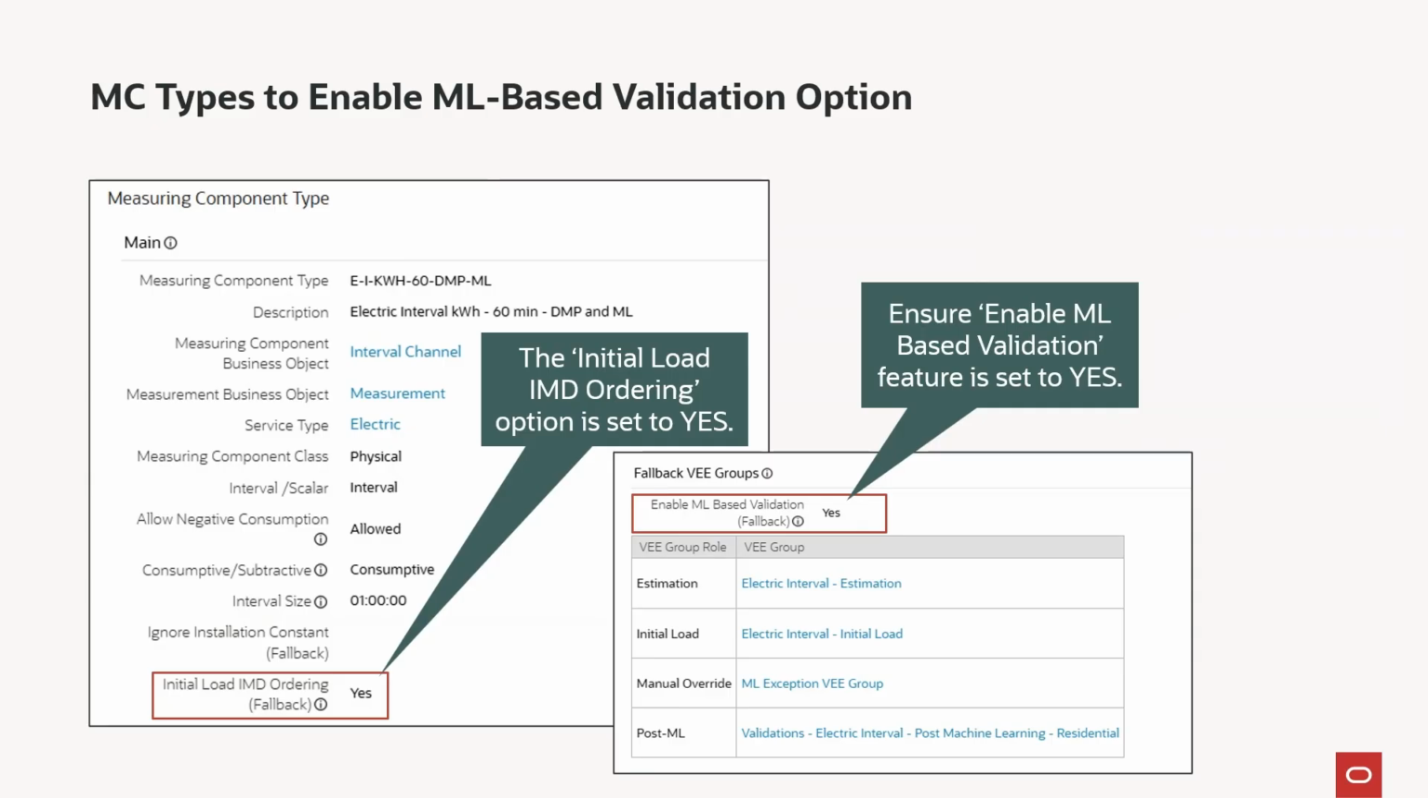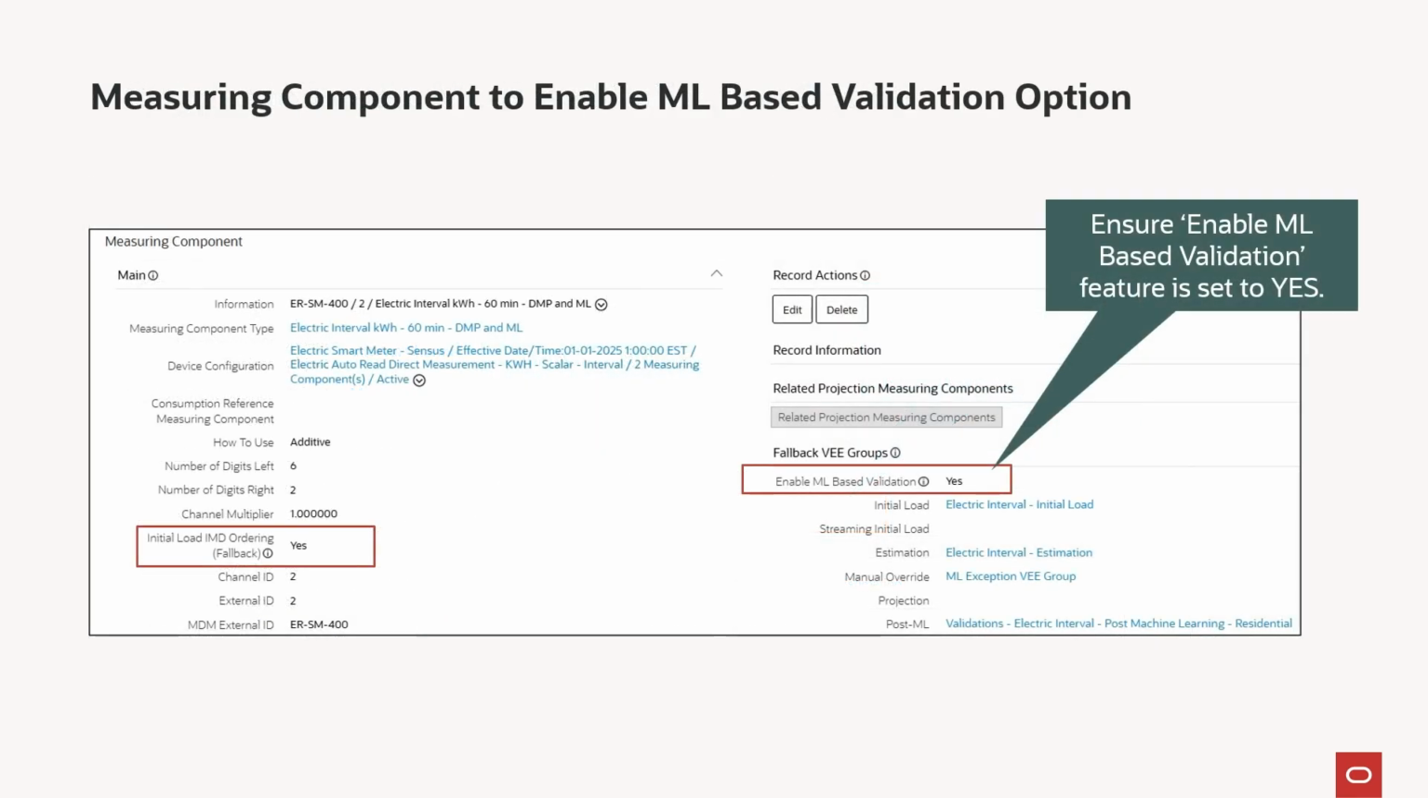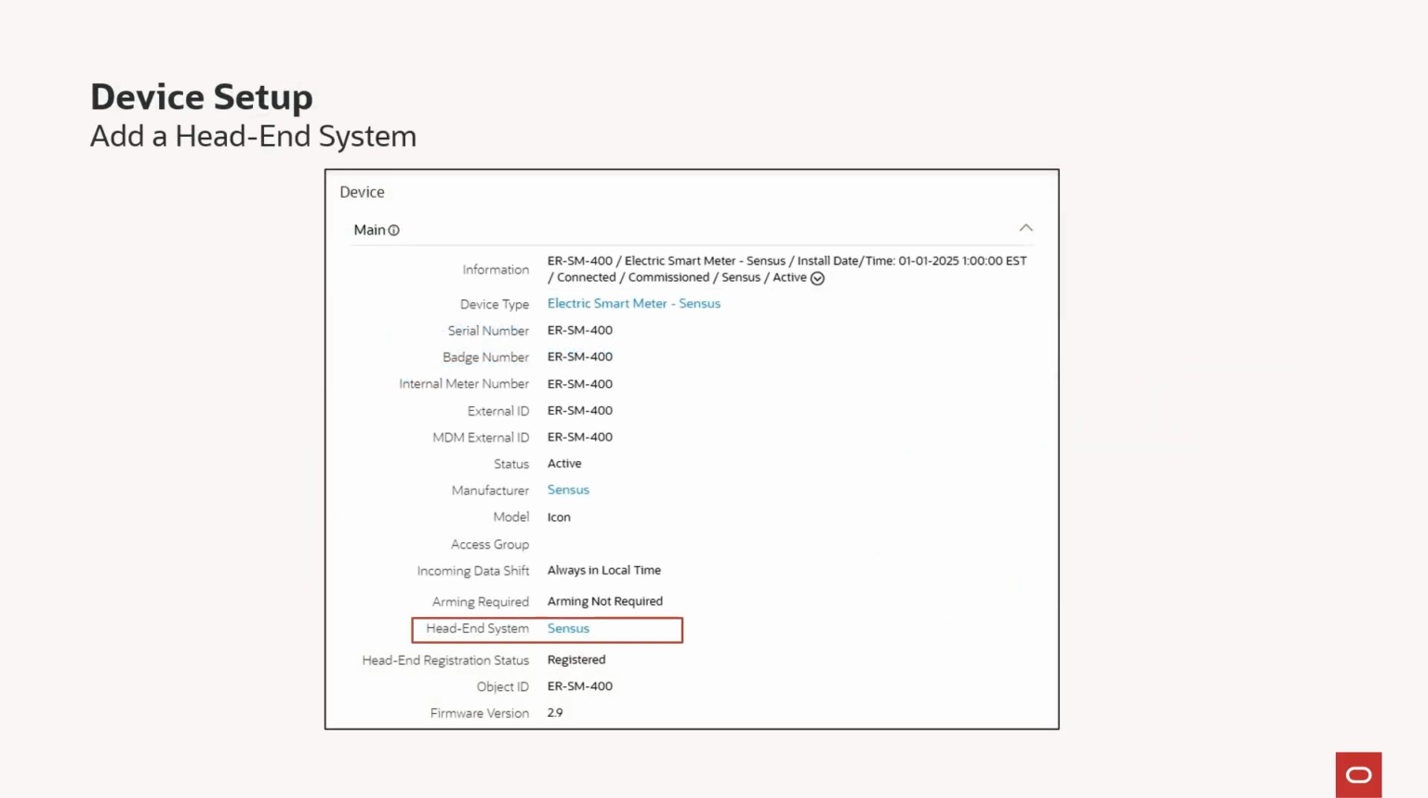For MC type, ensure that in your MC type portal, both options, enable ML-based validation and initial load IMD ordering, are enabled or set to yes. Otherwise, the system will fall back. In the measuring component, make sure that the enable ML-based validation and initial load IMD ordering features are enabled or set to yes. Make sure your devices have the correct head-end system.